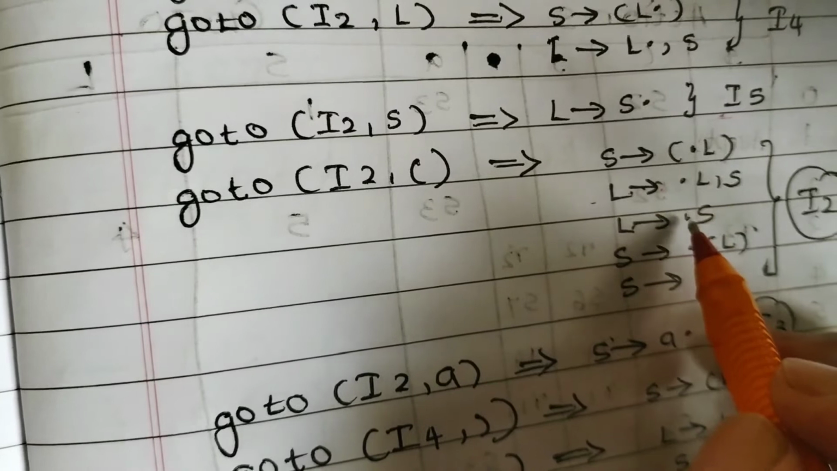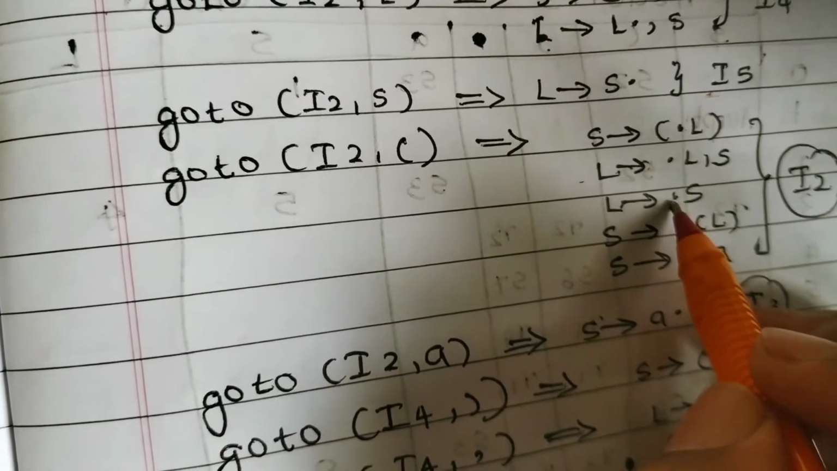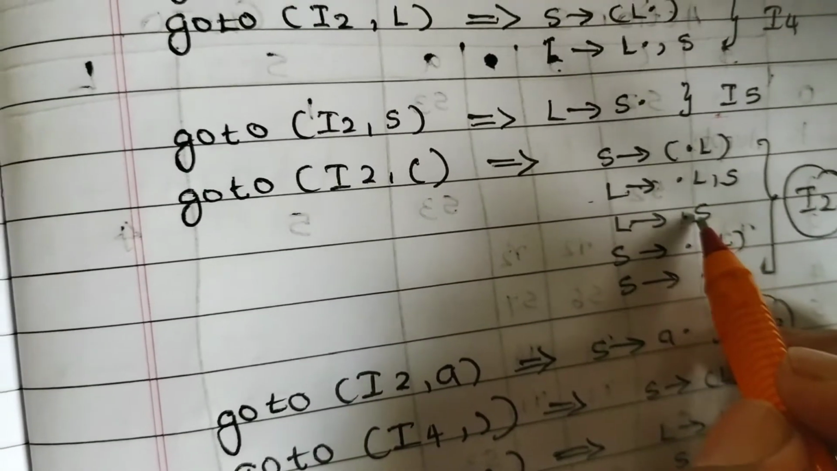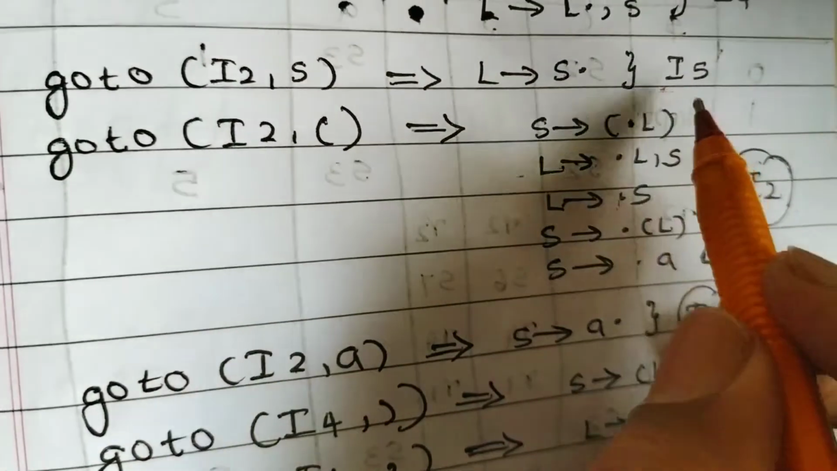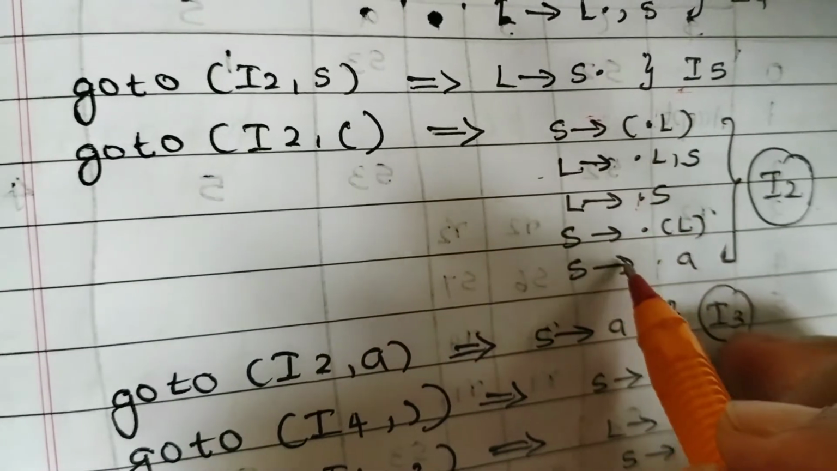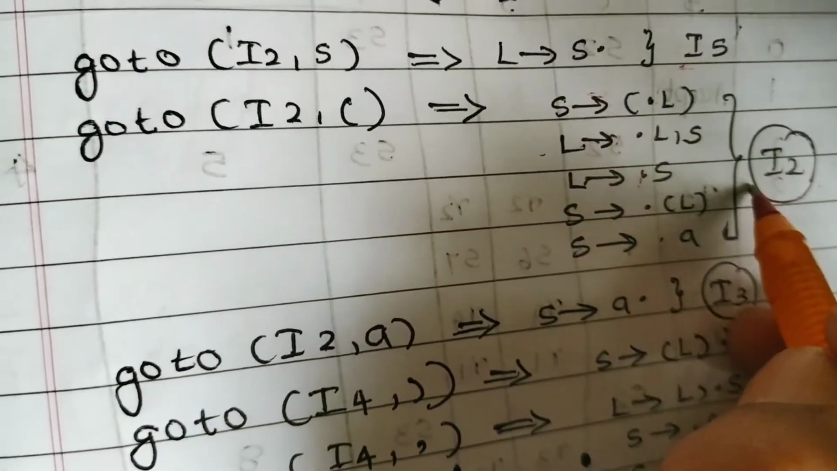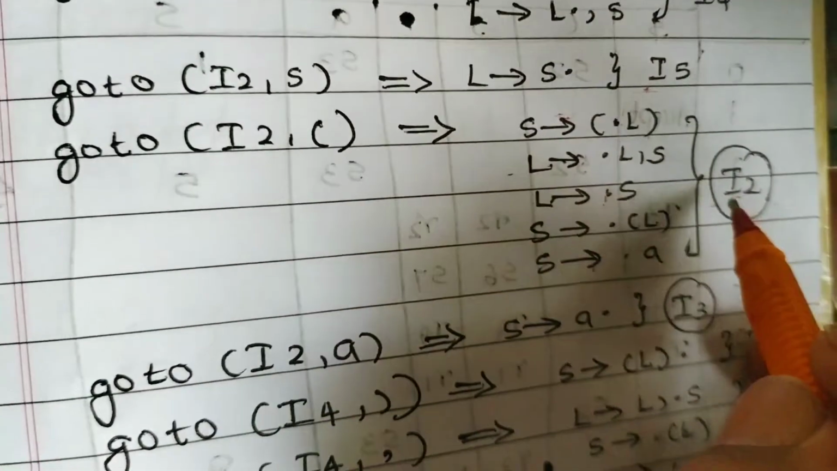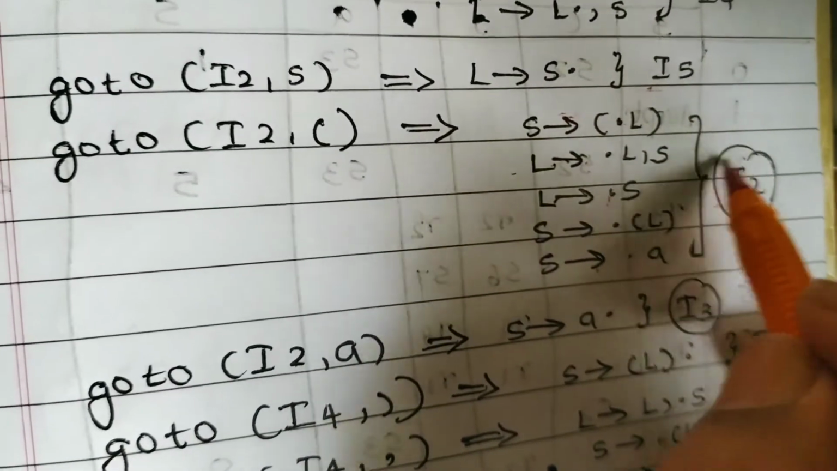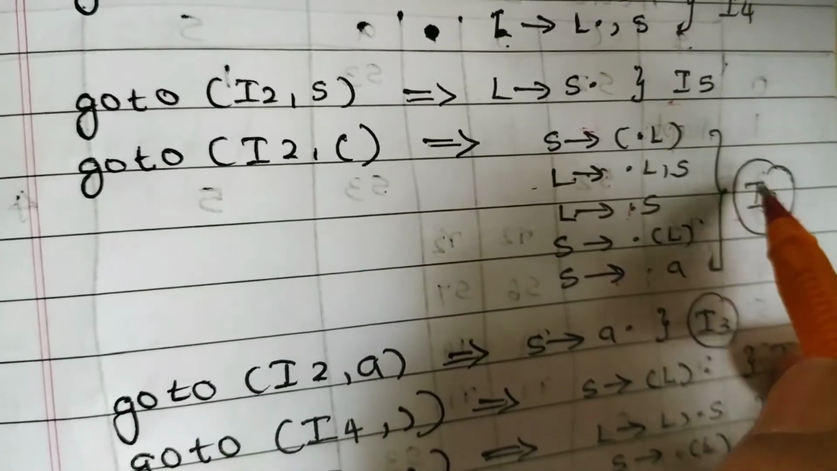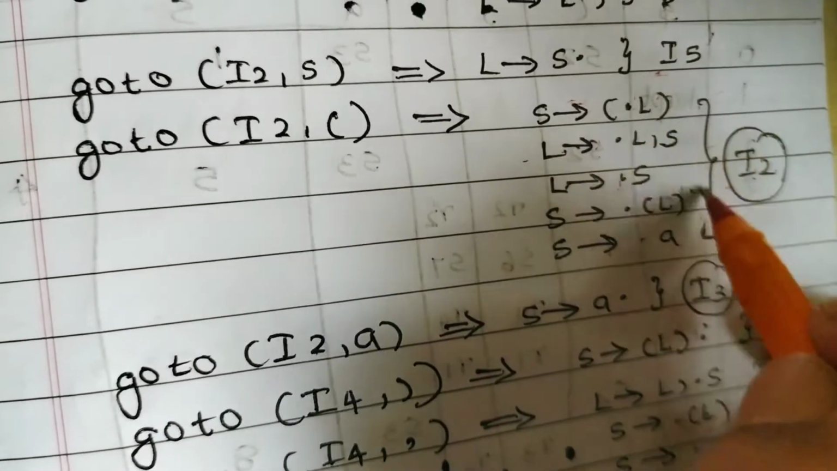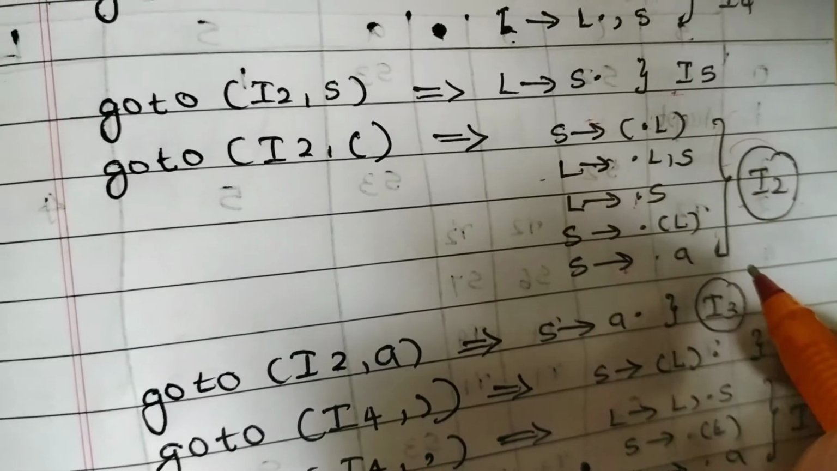While writing, you noted that after the dot there is a non-terminal S, so you will be writing those productions also. The same thing is already existing. It is I2 only repeating here, so we don't need to give another name like I6. Simply it is repeating. So what is repeating? I2 is repeating, and you are rounding it.